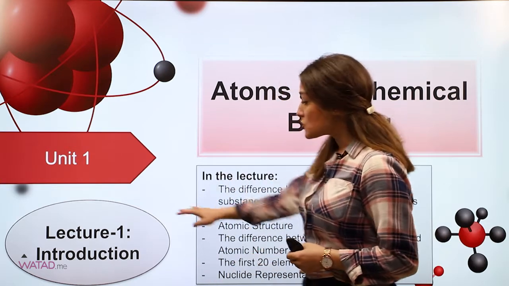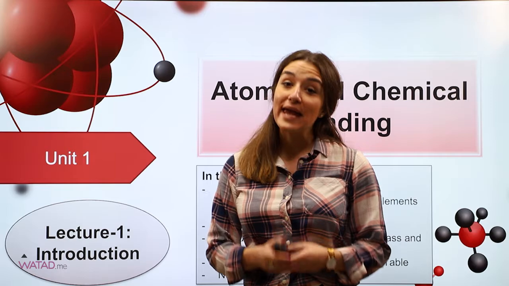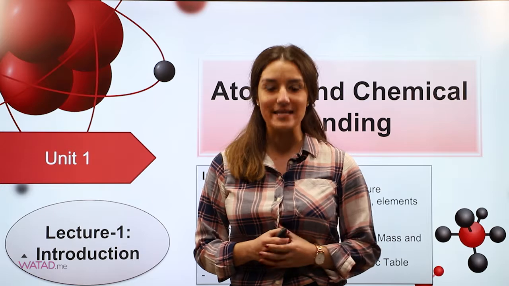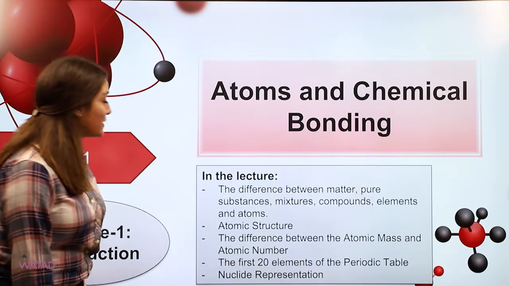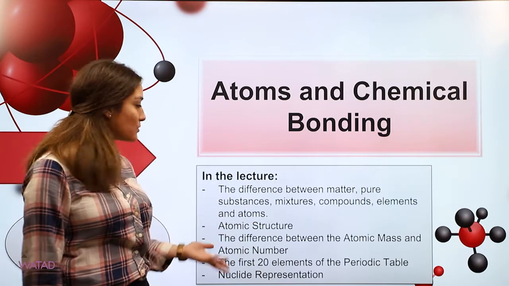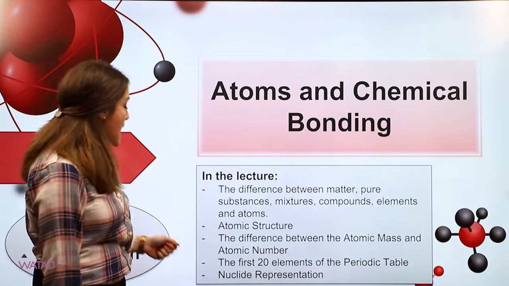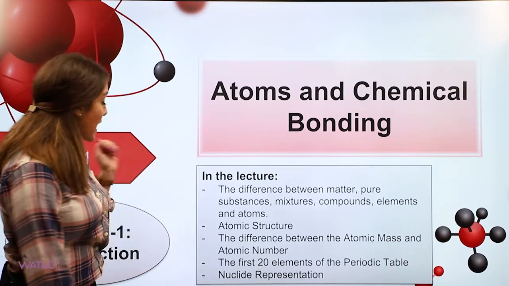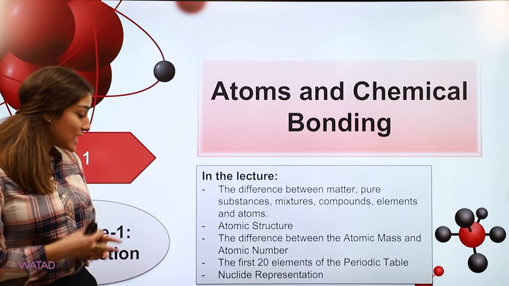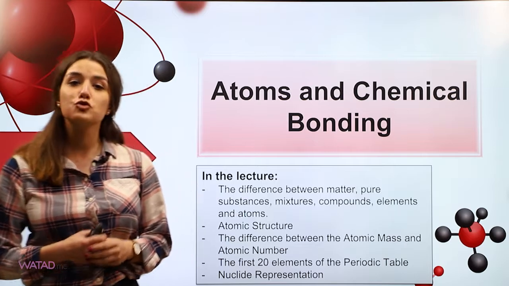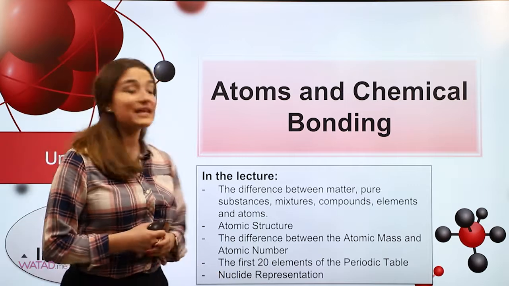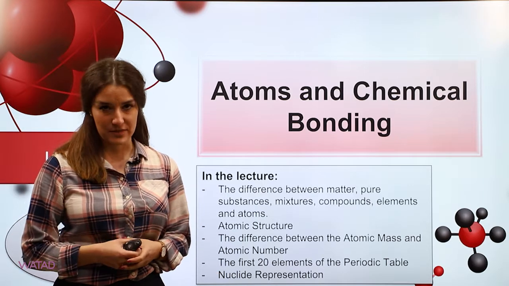We are going to start with lecture 1, which is a basic introduction of the main concepts that you need to recall from elementary school or from grade 7 basically. In this lecture, we are going to discuss the difference between matter, pure substances, mixtures, elements, and compounds, which is something we always get confused in. The atomic structure, the difference between the atomic mass and the atomic number. And we're going to highlight the importance of knowing the first 20 elements of the periodic table in order. And we are going to recall how we can present atoms in nuclide presentation.